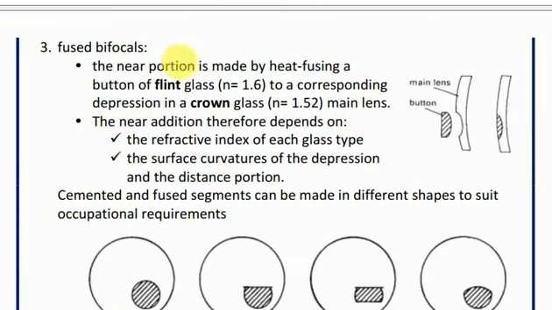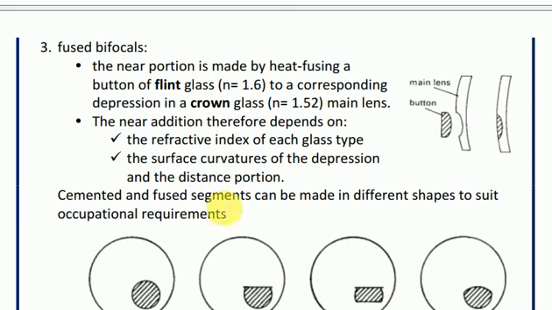The third type is fused bifocal. The near portion is made by heat fusing a button of flint glass with a refractive index of 1.6 to a corresponding depression in a crown glass, with a refractive index of 1.52. So this is the main lens. The near addition depends on the refractive index of each glass type and the surface curvature of the depression, and also depends on the distance portion.